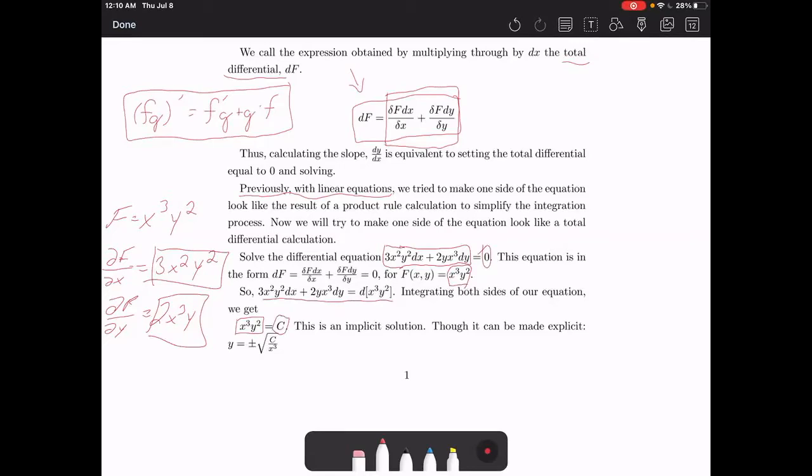Now this is an implicit solution, but it can be made explicit if we isolate the y, and y would be equal to plus or minus the square root of c over x cubed.